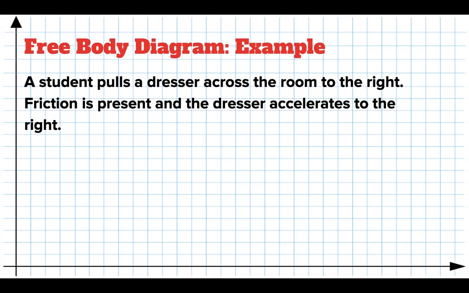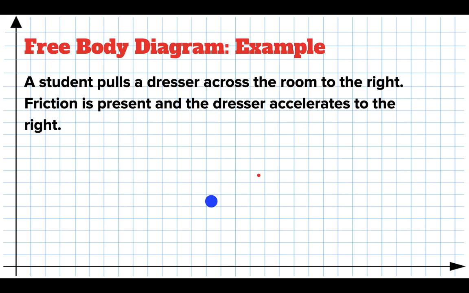We have a student and they're going to pull a dresser across the room to the right. So we've got a dresser. That's the thing we're interested in. A student is pulling it to the right. There's friction present and the dresser accelerates to the right. We need to draw a free body diagram showing all the forces. So here we go. There's our dresser. Okay, so we're going to represent the object as just simply an object hanging in space. And we need to draw the forces that are acting on it.